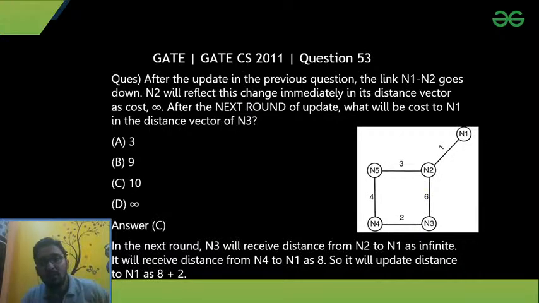So that was all for this question. Now again one more question is part of this question. Let us see what it is. Fine. So the next question is also based on this question. After the update in the previous question, the link N1 N2 goes down. They are also telling us to continue from that question after the update, which is already done. So we do not need to consider 6 here, we need to consider it as 2 here. Fine.